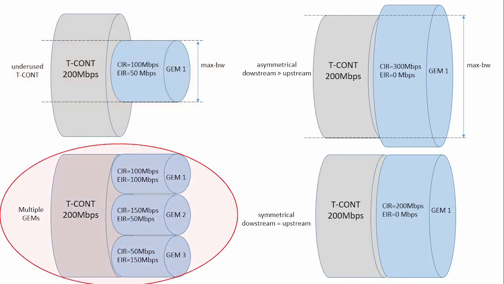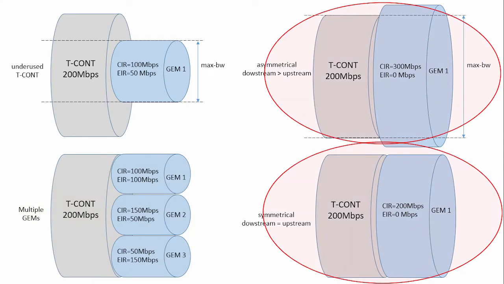When there is more than one GEM associated with a TCONT, the bandwidth available for the GEMs in the upstream is the maximum bandwidth of the TCONT. For example, if the TCONT's maximum bandwidth is 200 megabits per second and there are 3 GEMs associated with the TCONT, then the sum of the GEMs' committed rate must be 200 megabits per second to guarantee sending each GEM's committed traffic.